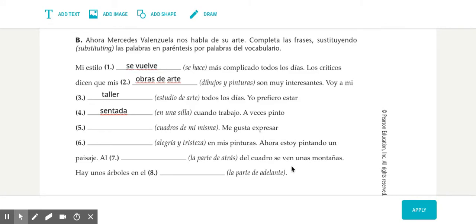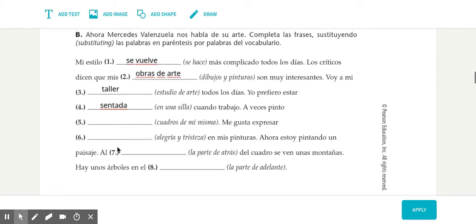A veces pinto cuadros de mí misma, paintings of myself. Well, that is autorretratos, right? Those are self-portraits. Use that to help you. I'm giving you some answers here, but use your vocabulary, right? Me gusta expresar. You have alegría, tristeza, happiness and sadness. See what vocabulary would work for that.